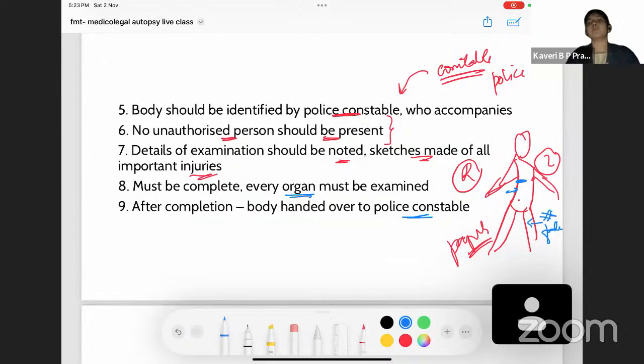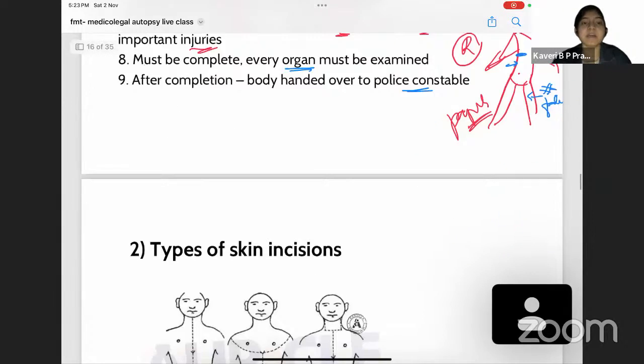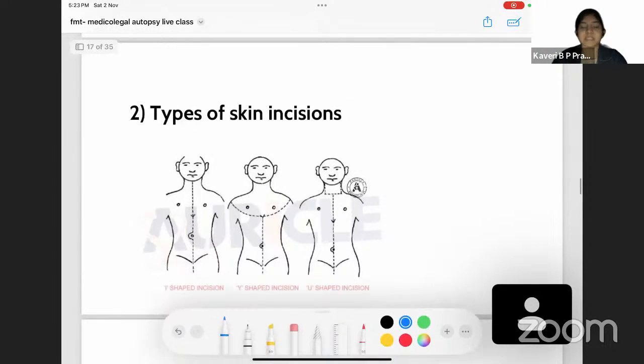So you cannot just open the body and, after examining the heart or spinal cord, say the autopsy is over. You have to be very vigilant. You have to examine each and every part of the body, and then make the report. After that, the body is finally handed over to the police constable. Got it? Now, coming to the types of skin incisions. Now you know what autopsy is, what the rules are and what the objectives are. Now let's understand the types of skin incision.